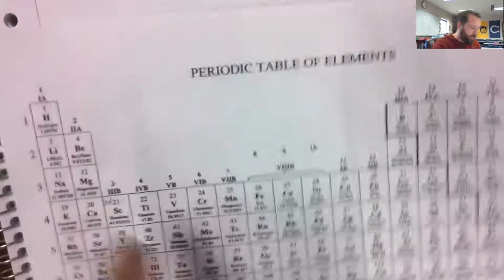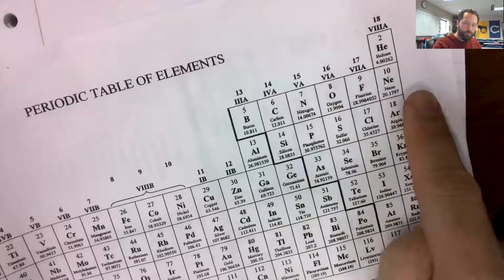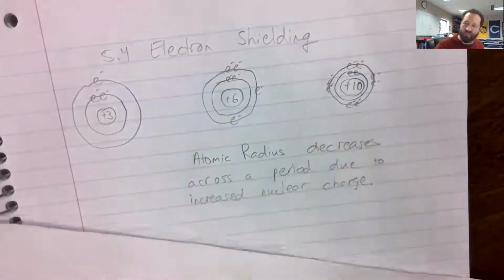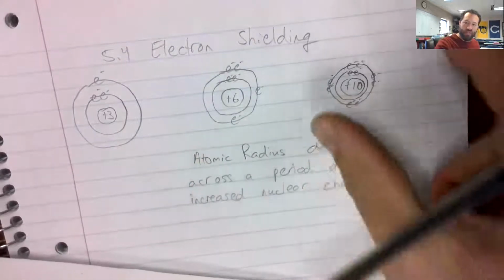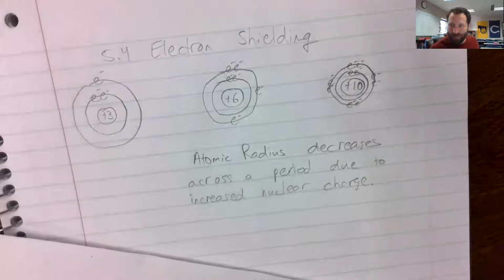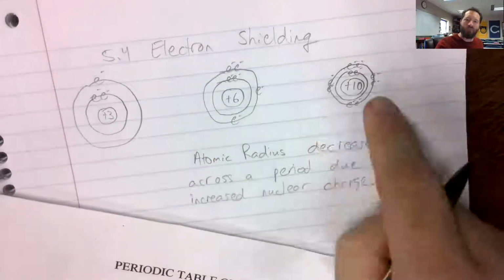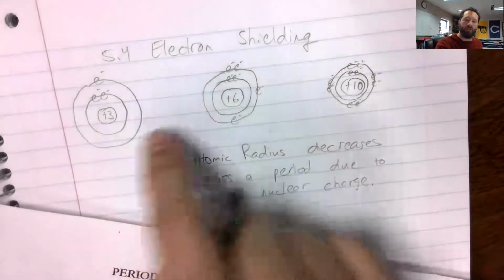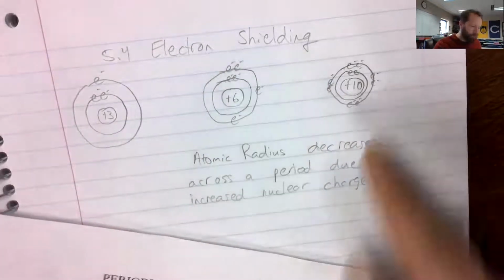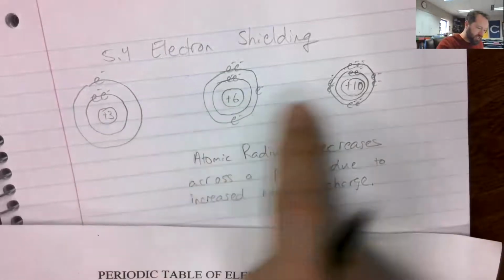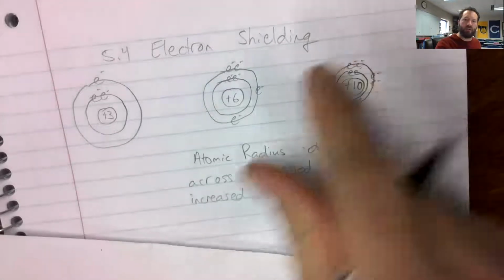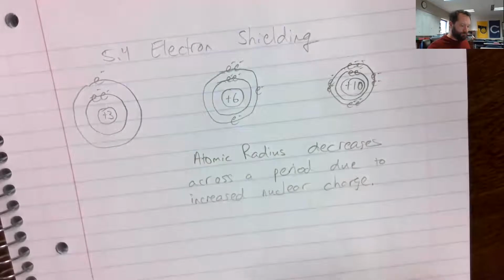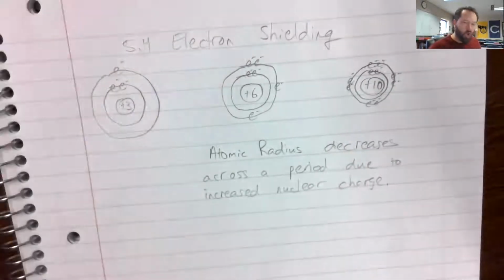So as you move across a period, the atomic radius, that's the size of the atom, is getting smaller because the nuclear charge is getting larger. +3, +6, +10. So this isn't just me being a bad artist, which I am, but these atoms are actually getting smaller in size as we move across a period. The reason for that, again, is this increased nuclear charge. 10 protons are going to be able to pull those electrons in tighter than 3 protons. All right, so that's all review.